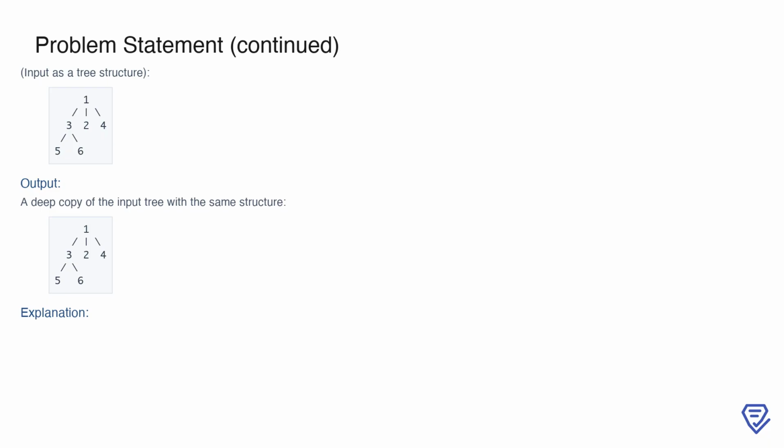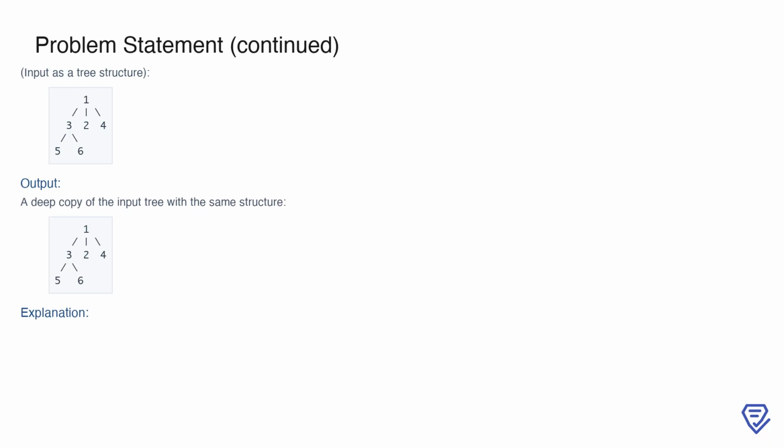Your function needs to return a deep copy of this tree. The clone tree should have the exact same structure and values as the original tree. For example, the clone tree would look like this: the root node still has the value 1, with 3 children having values 3, 2, and 4. The node with value 3 also has 2 children with values 5 and 6.